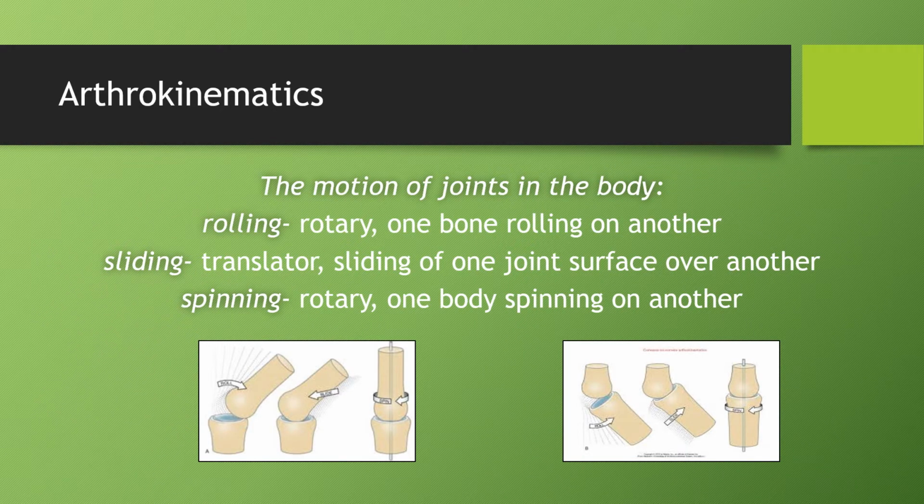Arthrokinematics refers to the motion of joints in the body such as rolling, sliding, and spinning. A roll is a rotary movement with one bone rolling on another. A slide is a translatory movement with sliding of one joint surface across another. A spin is also a rotary movement with one bone spinning on another.